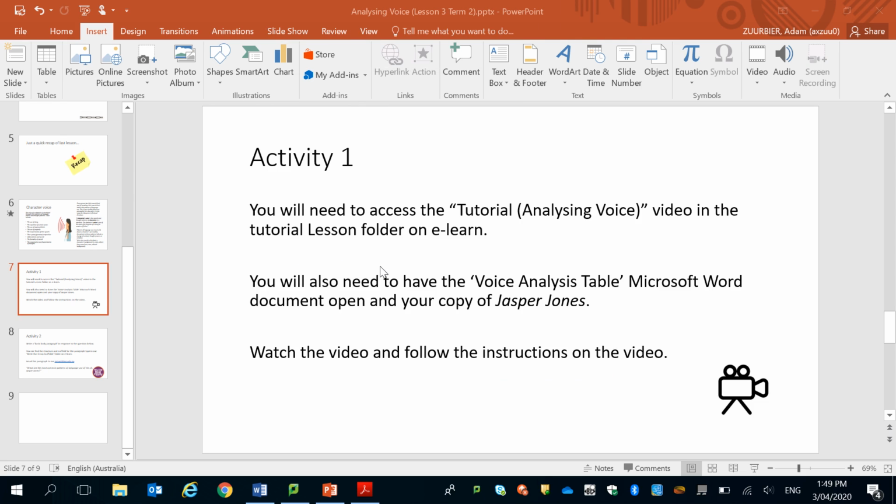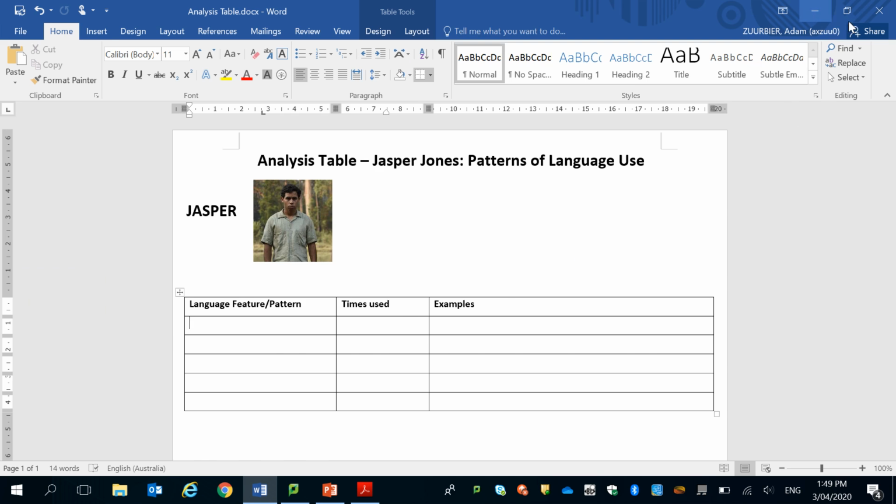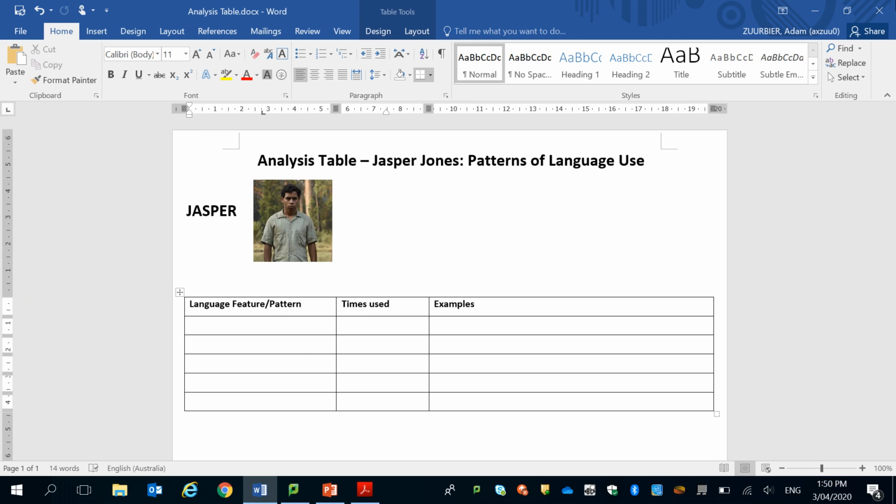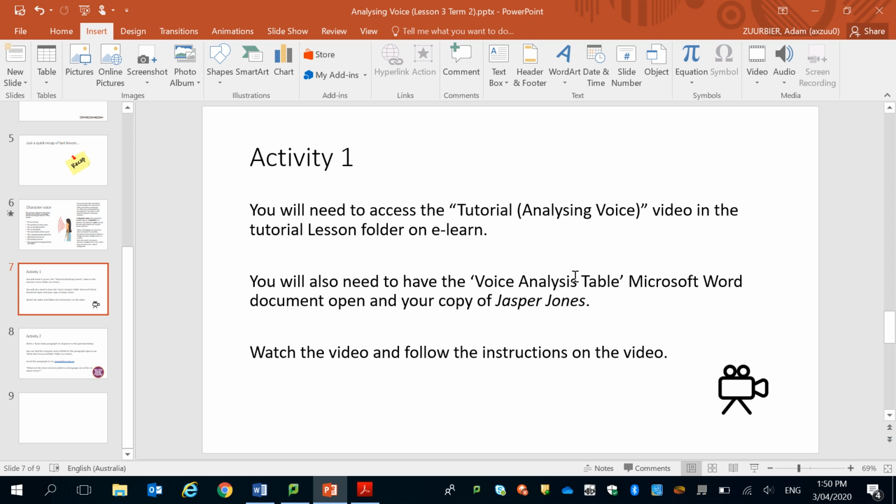Okay, so you can see there on screen at the moment that we have the instructions for Activity 1 up on the screen. So what are you going to need to have in front of you whilst we do this activity? You are going to need, obviously, this video up, which you do now, but you will also need the voice analysis table, which is this document here, in front of you or on your desktop as well, because as we do this analysis activity, we're going to be inputting our ideas and information into that document.